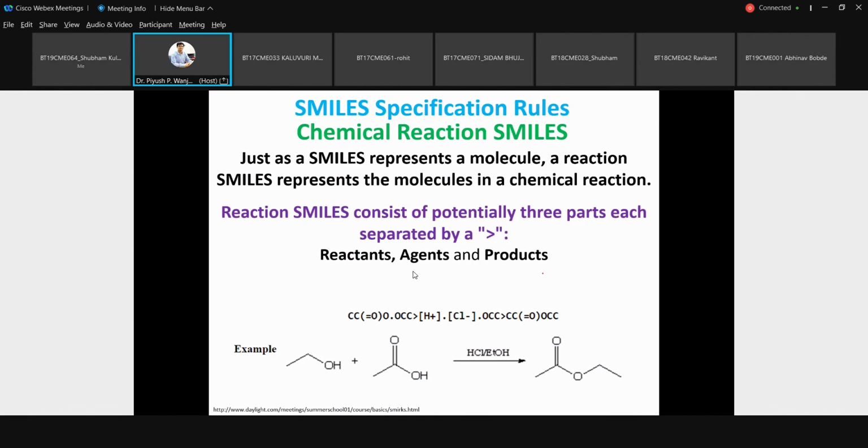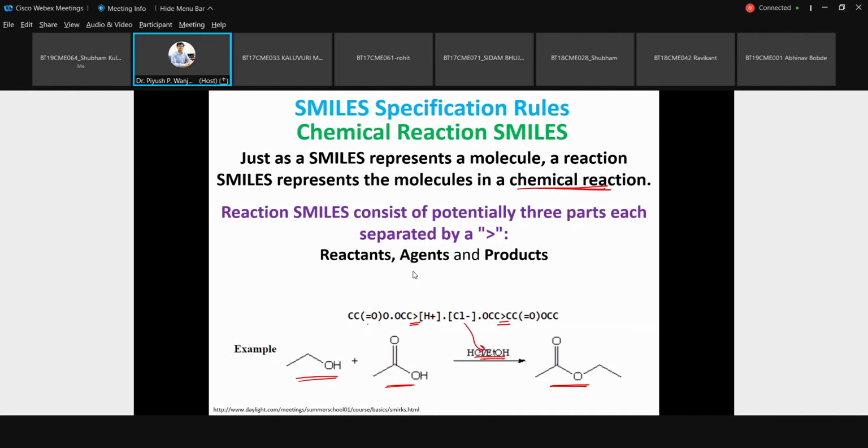Then as you are representing the structures on the computer, in certain cases for chemical reactions also people use the SMILES representation. Just for example, if you are having a chemical reaction like ethanol reacting with acetic acid, and some agents are there like this, and some product is forming. Generally all these reactants, agents, and products are separated by this greater than symbol. You can see there is a greater than symbol at two places. So these are your reactants, these are your agents, and this is your products.